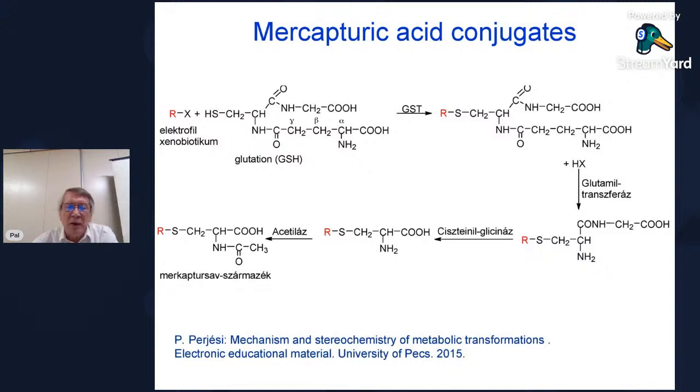So, as a result, only the alkyl substituted cysteine is the remaining compound, which is eliminated from the body through the kidneys in acetylated form, and acetylation of the amino group is catalyzed by the acetylase enzyme. These final derivatives are called mercapturic acid derivatives. So it means that analyzing the urine, you can identify those foreign substances, those conjugates of foreign substances which form with glutathione, resulting in glutathione S conjugates.